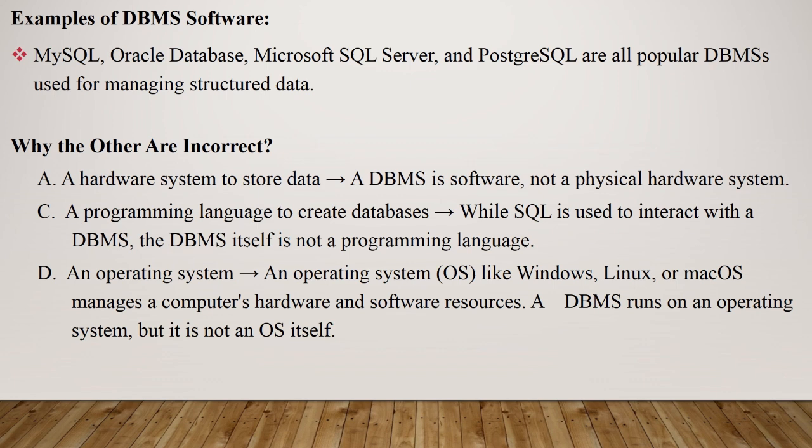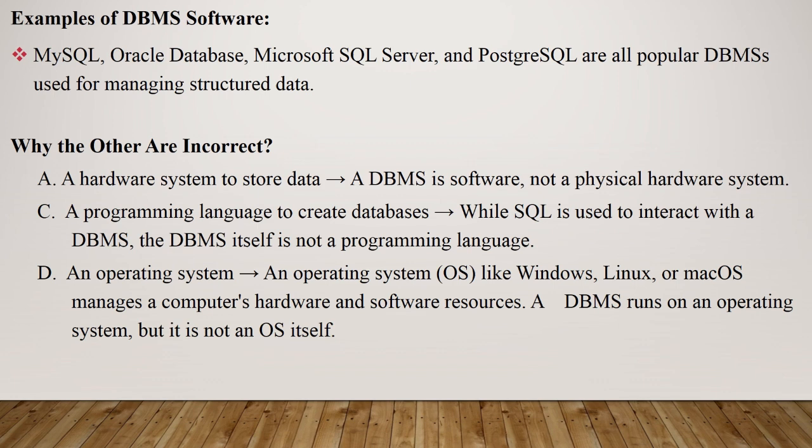Why are the other options incorrect? A, the hardware system is to store data. This database management system is not hardware, it is software. It's application software, it's not hardware. As shown on the screen, a DBMS is software, not a physical hardware system. For example, one of the components of the database is the hardware. When you say hardware, the servers, the network equipment, for example switches, the server itself, or cables, these all are components of the database. It's hardware. It's a component, not the DBMS by itself. It's software. It's not to store data.